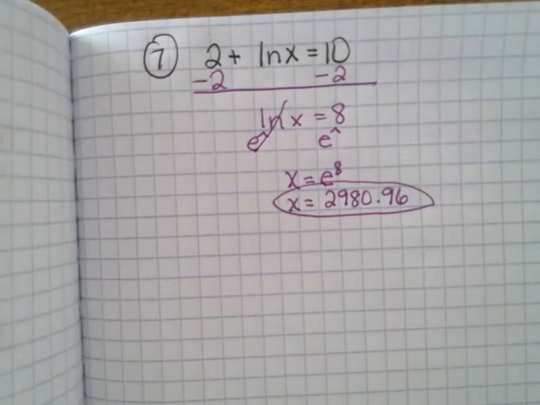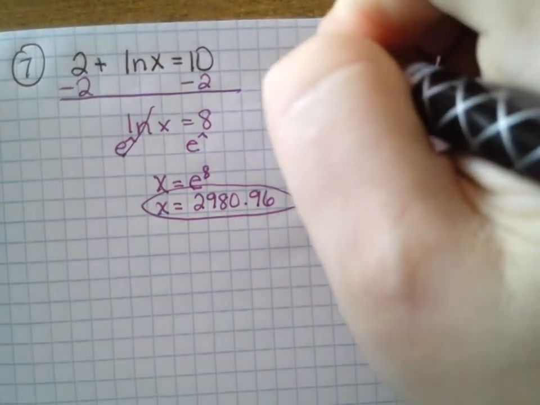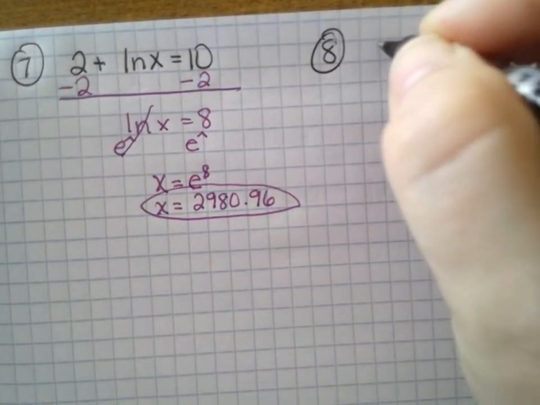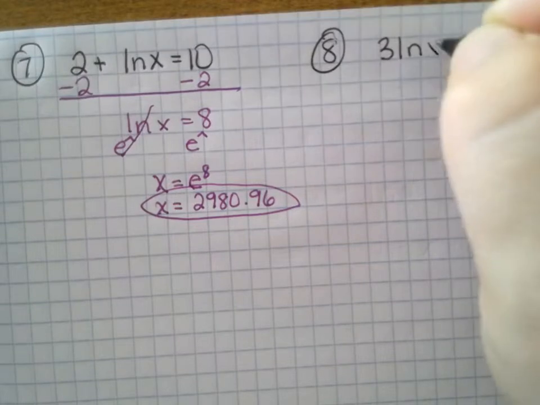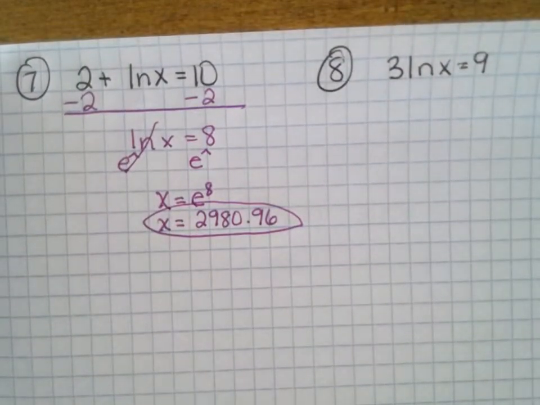Alright, I think this is all you. I think you're ready. Let's take your training wheels off, pumpkins. 3 natural log x equals 9. 3 natural log x equals 9. You've got this. What is it?